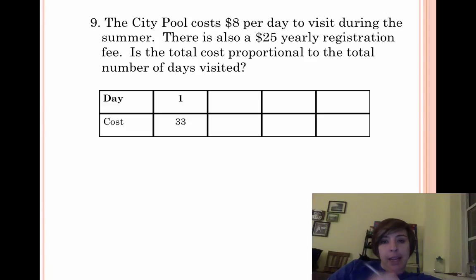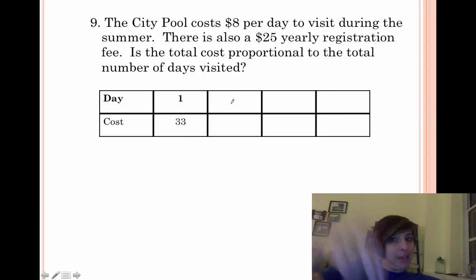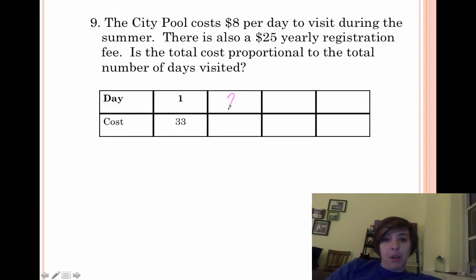The city pool costs $8 per day to visit during the summer. There is also a $25 yearly registration fee. So, is the total cost proportional to the total number of days visited? So on day 1, I've got to pay that yearly fee and $8. So on day 1, I'm paying $33. On day 2, I'm paying $33 plus $8, which is $41. On day 3, I'm paying $49. On day 4, I'm paying $57.